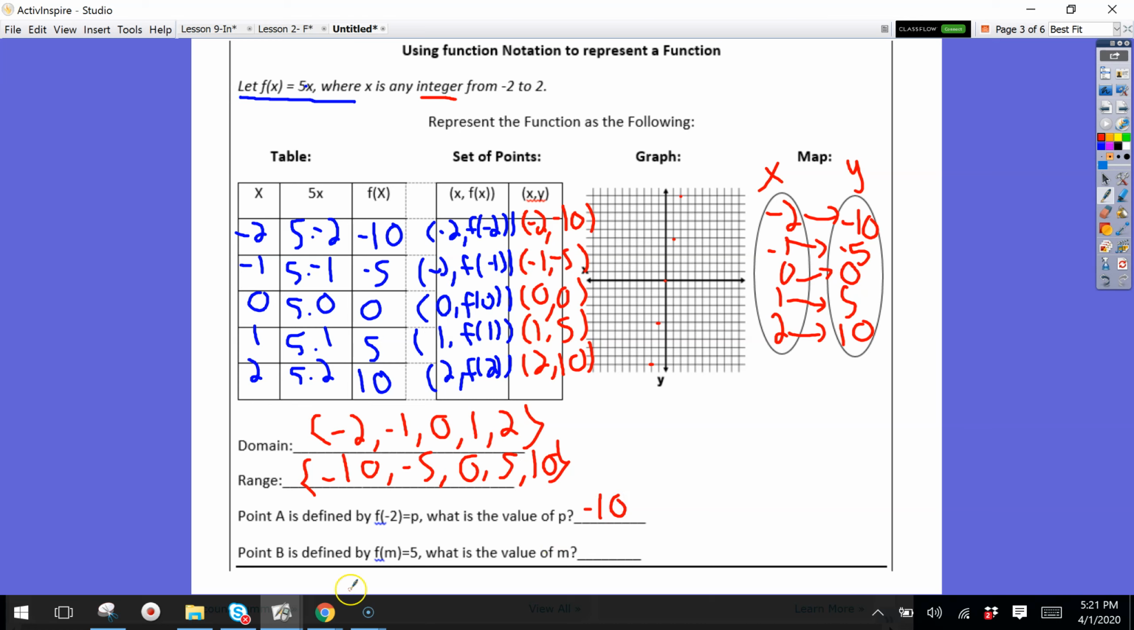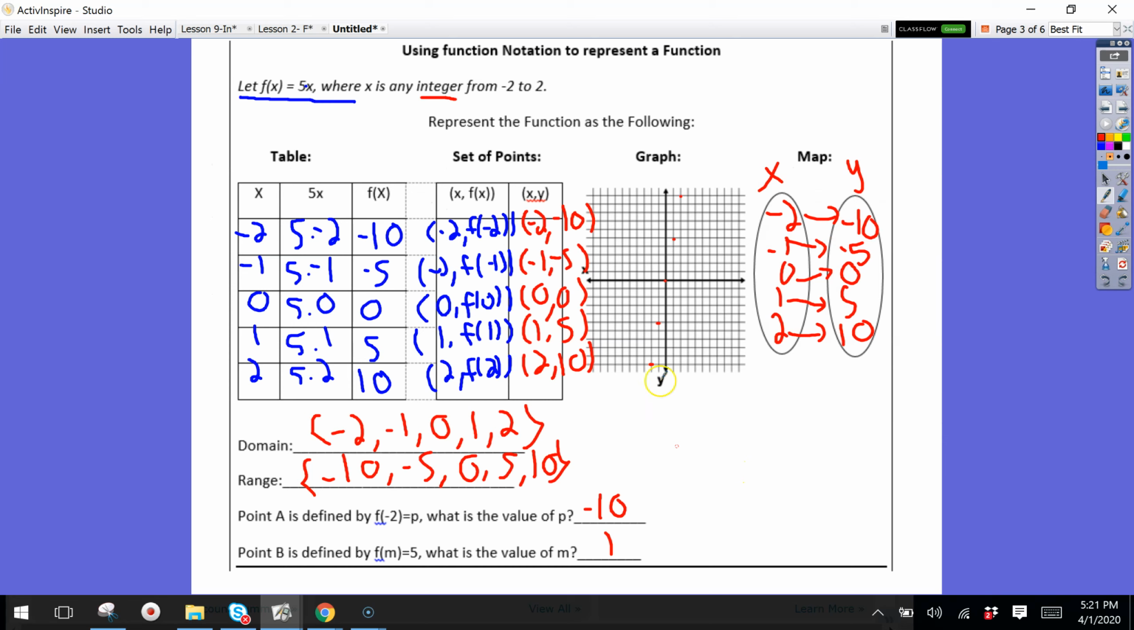Okay, now here is a little bit different. It's saying that f of m equals 5. So I plugged in a number to my function. I plugged in an x, and I got out a 5 for y. Okay, so looking on this table, when did I get out a +5? Well, right here, what x value did you plug in? You plugged in 1.